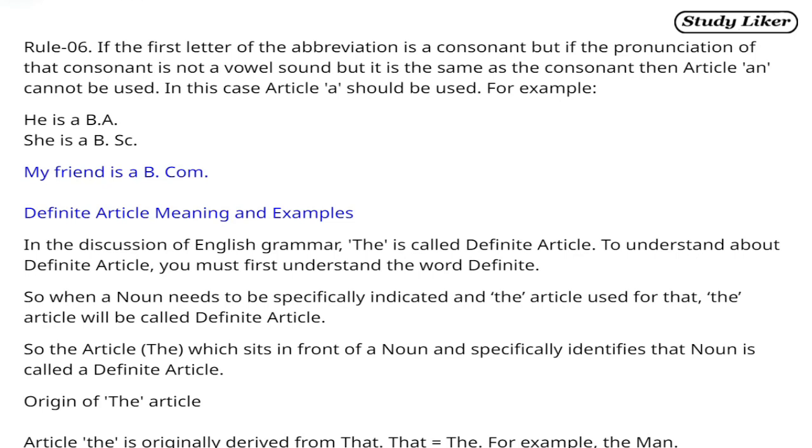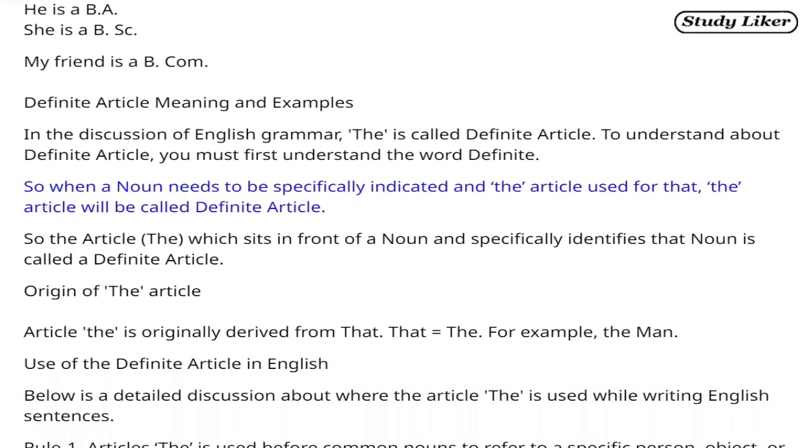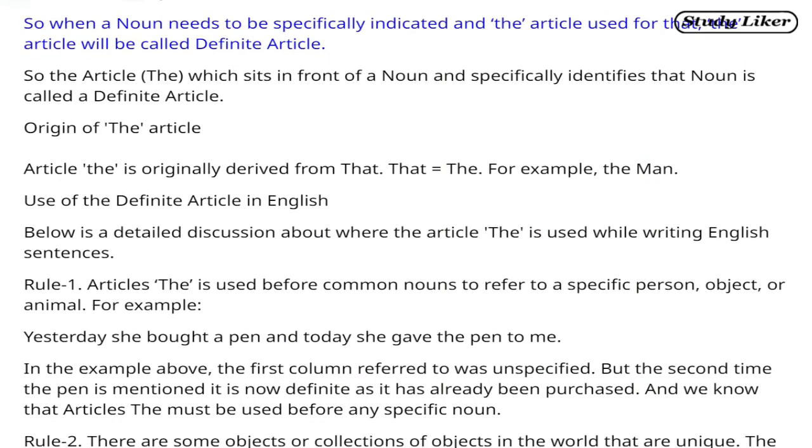Definite article meaning and examples. In the discussion of English grammar, the is called definite article. To understand about definite article, you must first understand the word definite. So when a noun needs to be specifically indicated and the article used for that, the article will be called definite article. So the article the, which sits in front of a noun and specifically identifies that noun, is called a definite article.